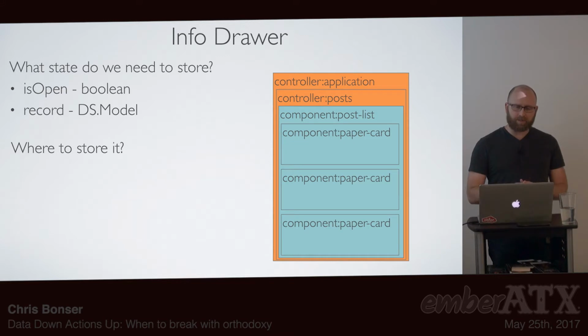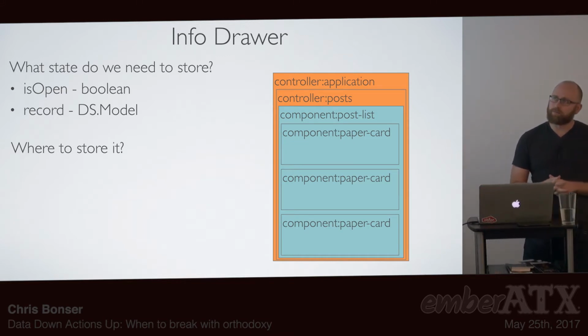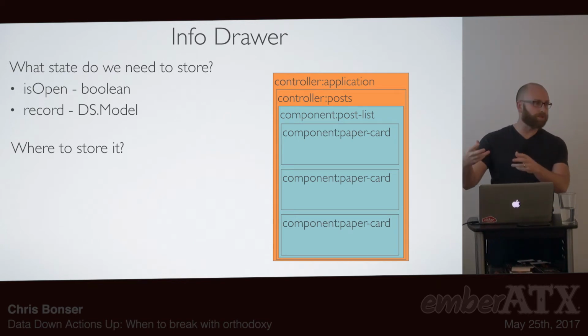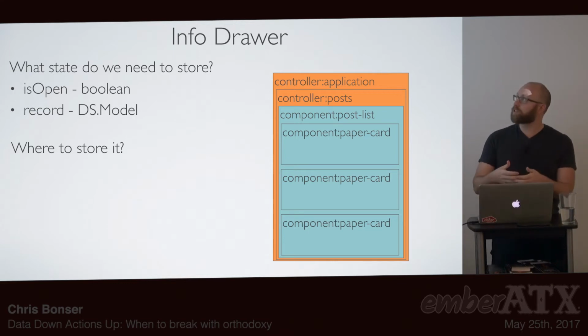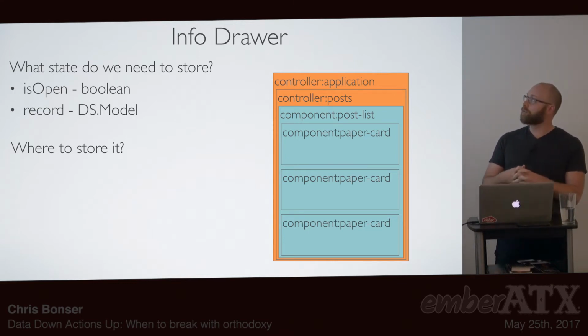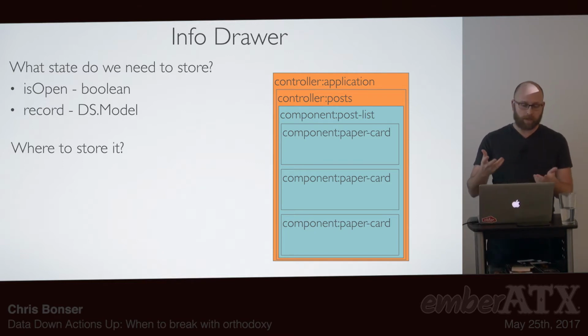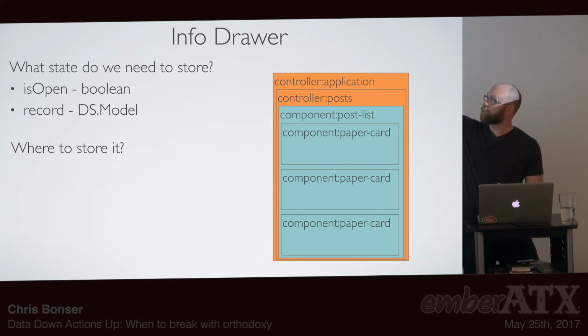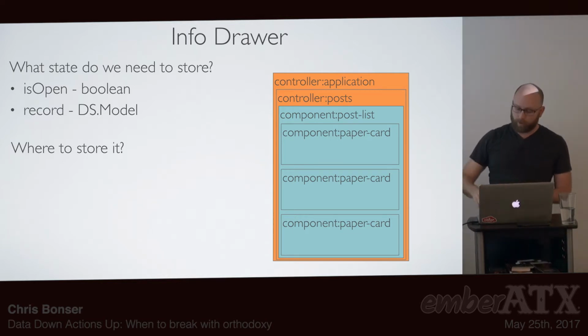It's maybe easier to think about in pictures. In this hierarchy of our app, we've got the application route and its controller. It has an outlet that renders, in this case, our posts route with its controller, and then the post template is rendering a post list and some cards, right? This is the basic structure of the app I just showed you. So where do we store our state? We want the user to interact with these little cards, and they're going to press a button, and then the drawer is going to pop open.